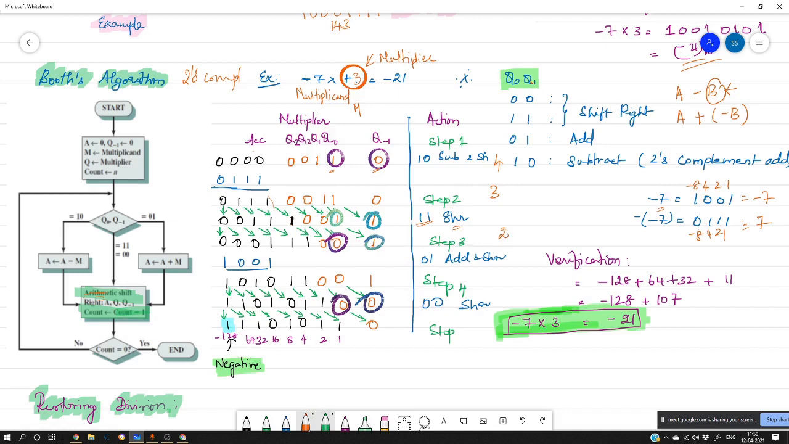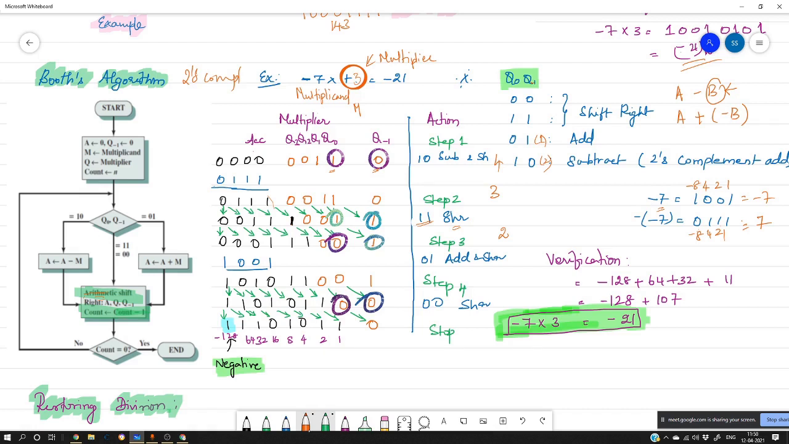Okay. Now again check the values in Q0 and Q minus 1. Q0 and Q minus 1 has got 0 and 1. Since the values are different, you either need to subtract or add. For 0, 1 you add. You can just remember the decimal values: for 1 it is addition, for 2 it is subtraction. It is 0, 1, so you add and do shift right.